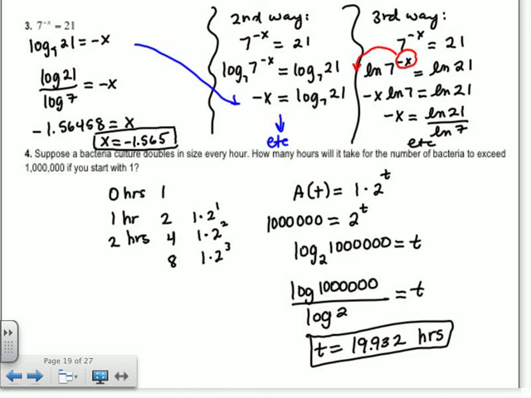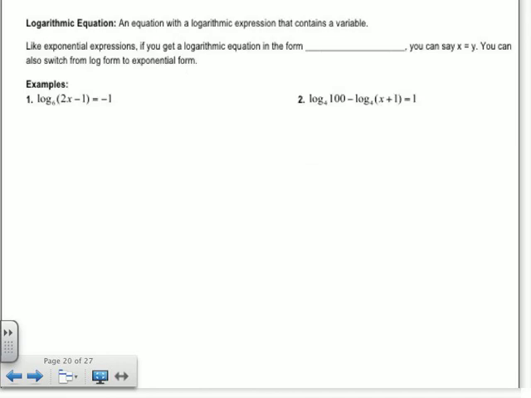All right, next up. Okay, so those were all exponential equations. Those all had exponents. Now we're going to talk about logarithmic equations, so equations with logarithms. So it says, like exponential equations, if you get a logarithmic equation in the form log base b of x equals log base b of y, you can say x is equal to y. You can also switch from log form to exponential form.